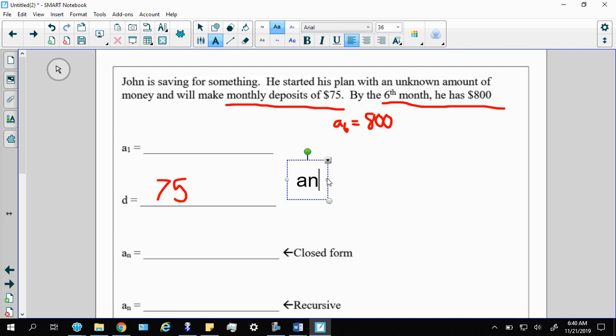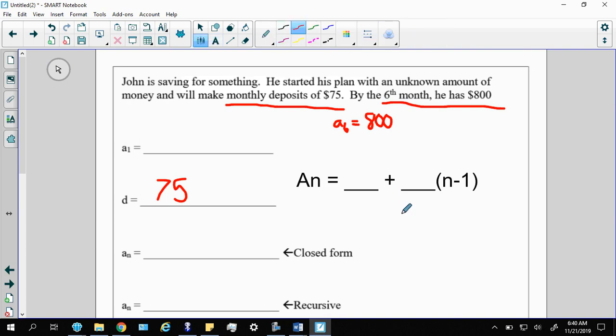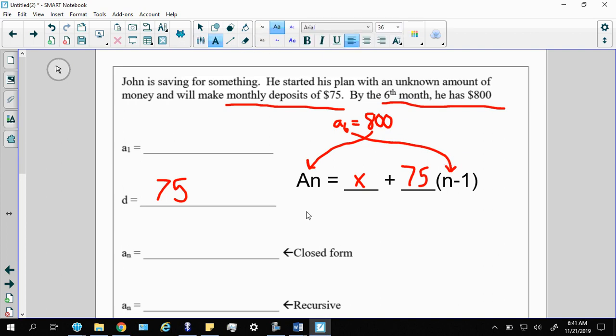All right, so it is A of n. A of n is equal to something plus something times n minus 1. Remember that your second something is your common difference, which is 75. Your first something is x. 800 goes there, and 6 will go there. I'm just setting the problem up now because this is very much repeating itself. x plus 75 times 6 minus 1. Basic algebra gives me 425.